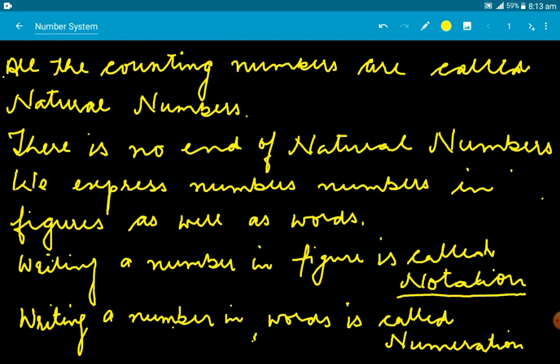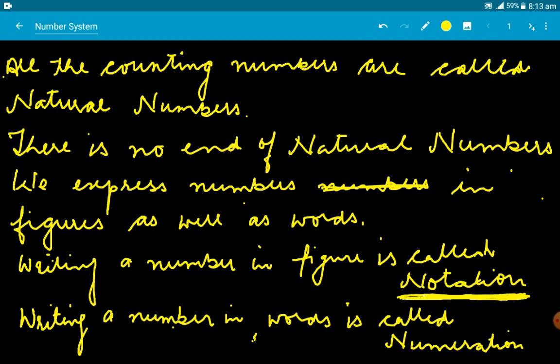We express numbers in figures as well as words. You have done it in your previous class also. So writing a number in figure is called notation. Notation means we are writing the number, representing the number by writing various digits.